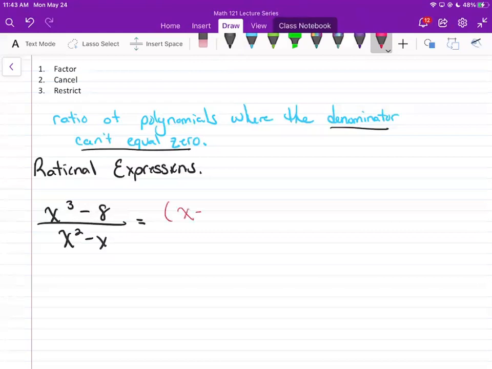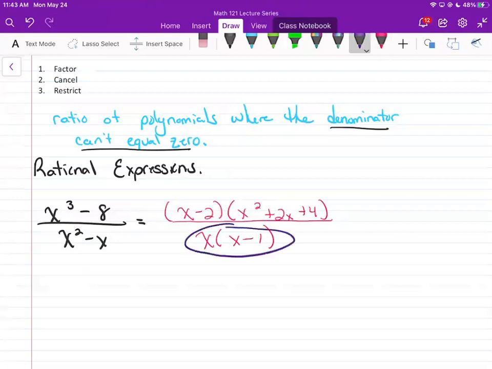Following that pattern, when we factor, we get x minus 2 times x squared plus 2x plus 4 on top. And then on the bottom, again, we look for a least common multiple. In this case, we're going to pull out an x, which leaves us with x minus 1. Notice here, nothing cancels. So we do not cancel anything out from the top or the bottom, but we do still have to find our restrictions.